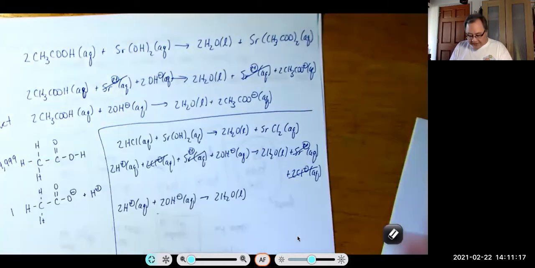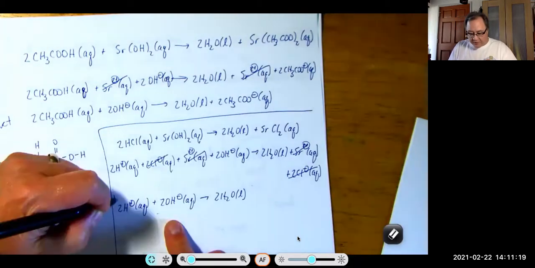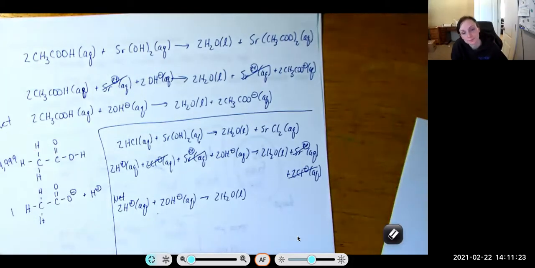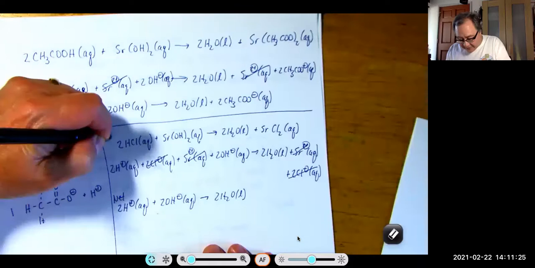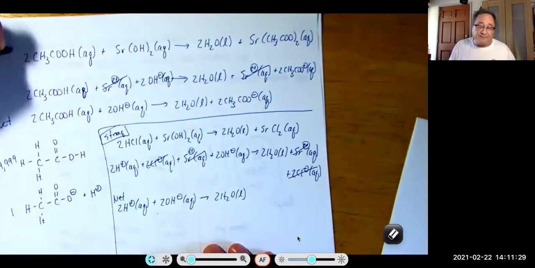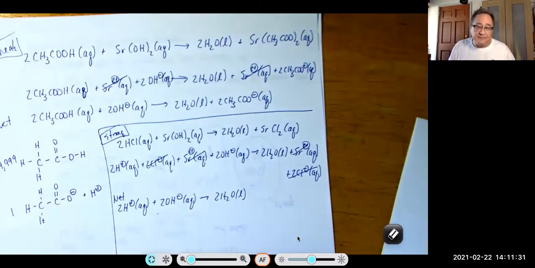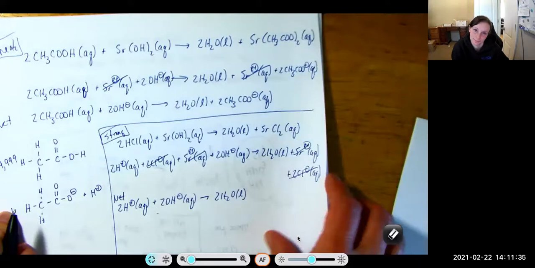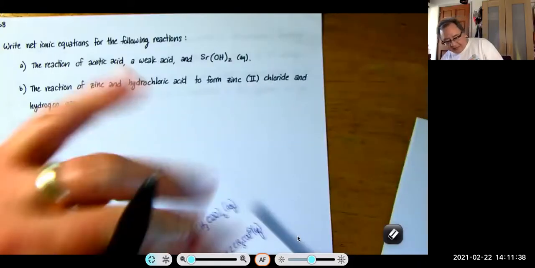So you see those nets are quite different between a strong acid and a weak acid. Strong acid, you write the ions out for the acid. Weak acid, you don't write the ions out. Okay? All right, so we're ready for B.